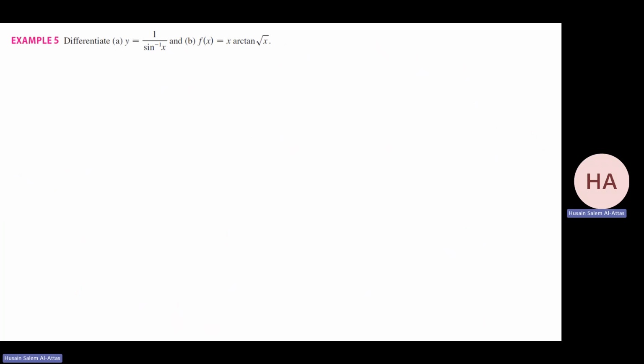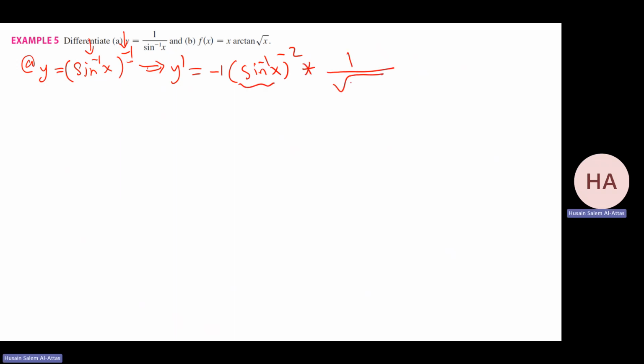Other problems. 1, y equals sine inverse of x, all inverse. Notice this inverse is not the same as this inverse. This is the reciprocal of the function, 1 over. So what will be y prime? It will be minus 1 times sine inverse to the power minus 2, times the derivative of this, which is 1 over the square root of 1 minus x squared. So the answer is minus 1 over sine inverse of x squared, times the square root of 1 minus x squared.